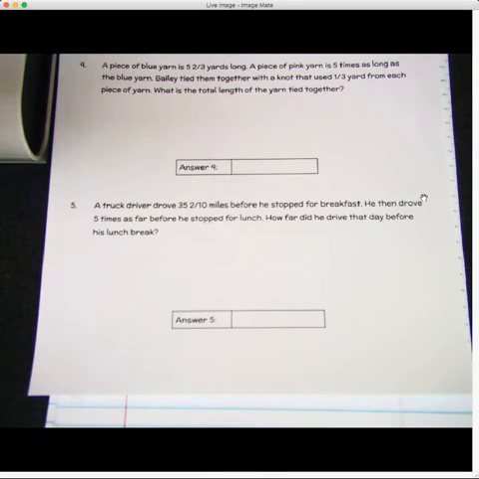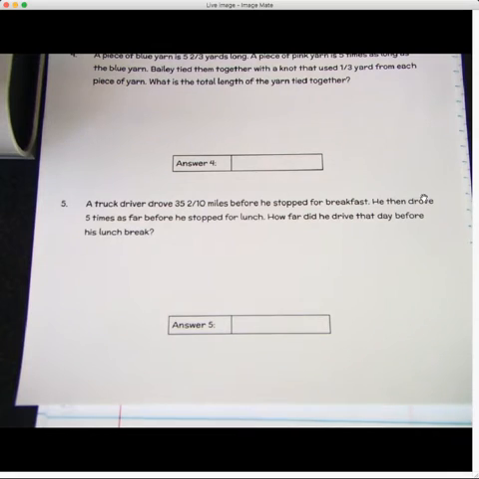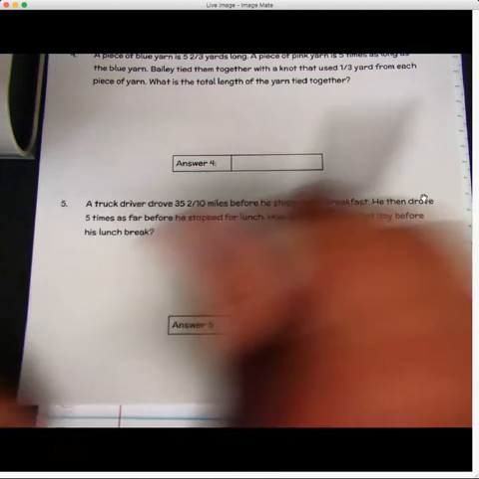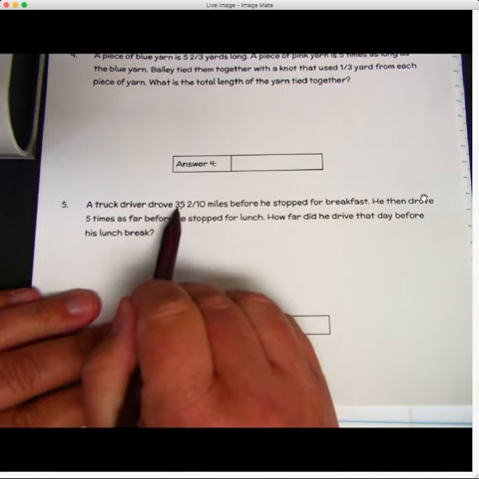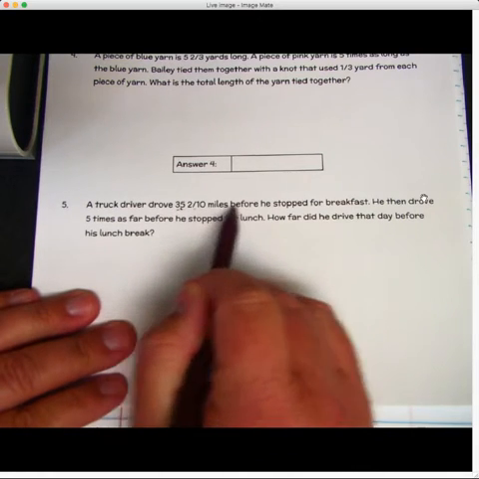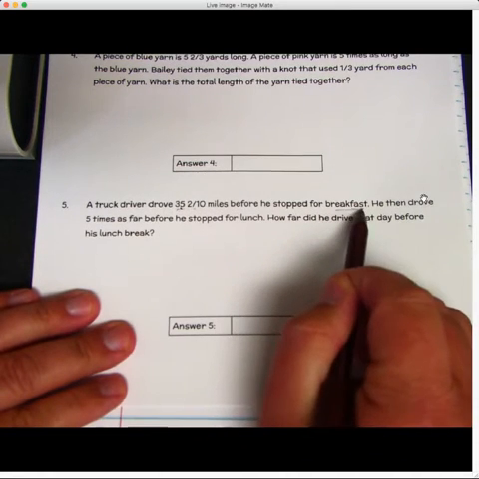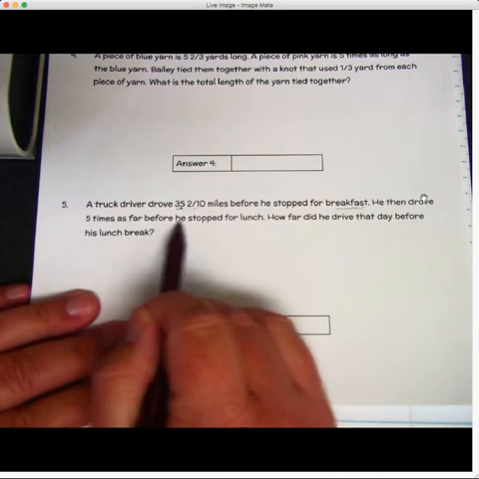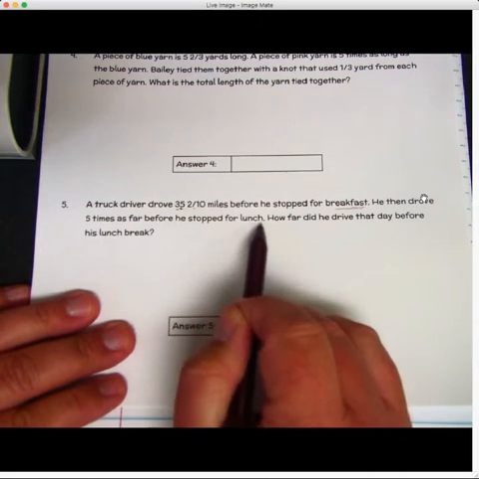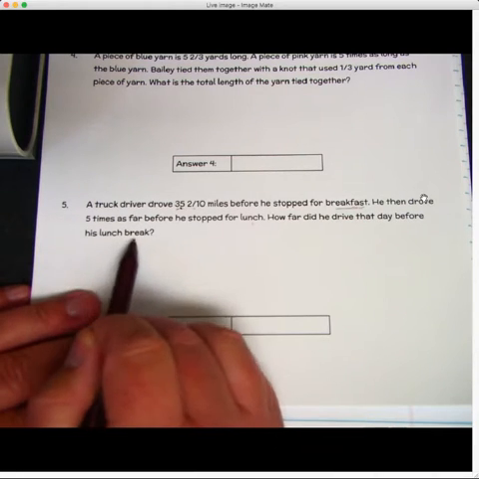A truck driver drove 35 and 2/10 miles before he stopped for breakfast. He then drove 5 times as far before he stopped for lunch. How far did the driver drive that day before his lunch break? Okay, so what are we looking for? We know that he drove 35 and 2/10 miles before breakfast. He then drove 5 times as far before he stopped for lunch. How far did he drive that day before his lunch break?